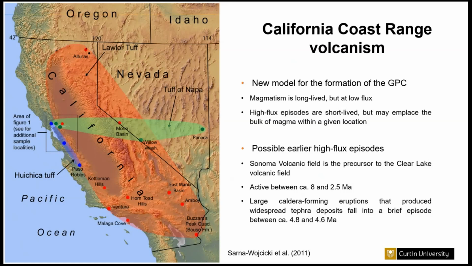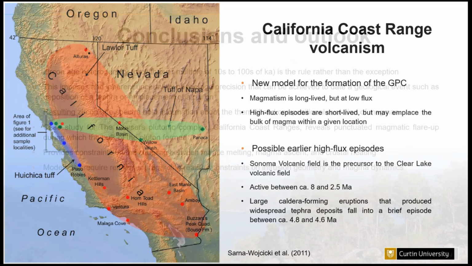So the overall activity of this field was between 8 and 2.5 million years. But all these big eruptions that produced tephra distributed over a wide range happened in a very brief period. They're dated by argon, and they're between 4.8 and 4.6 million years. So it seems that this scenario of a spike may not be unique to the Geysers, but we may see something similar in these precursor fields.